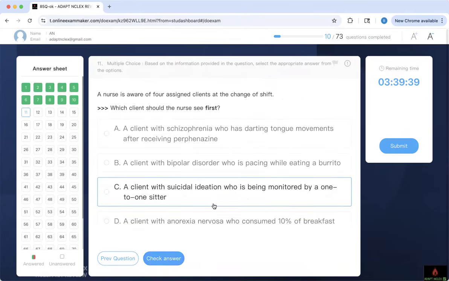10 questions. What is your score so far? Like I said, prioritization. 3 more prioritization questions. The nurse is aware of 4 assigned clients at the change of shift. Which client should they see first?